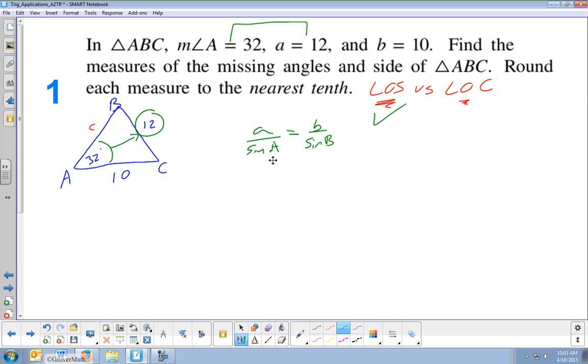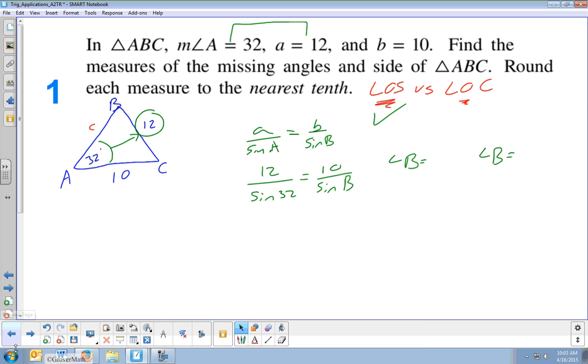So A over sine A, B over sine B, that's going to be 12 over sine 32 equals side B, which we have as 10, over sine B. And I'm going to use this to find angle B. Now, this is actually going to be an ambiguous problem, angle B. So there's going to be two options for angle B. And I'm kind of hoping only one of them works out, but let's see.